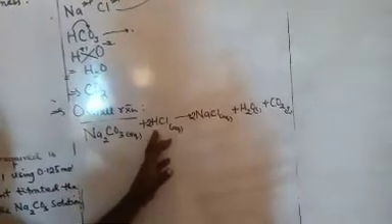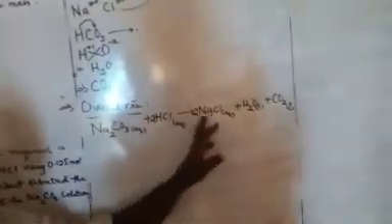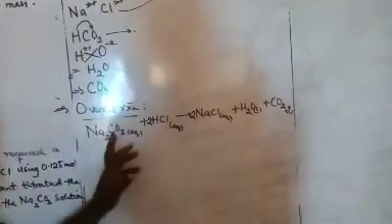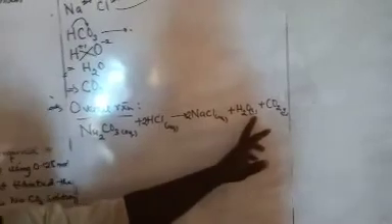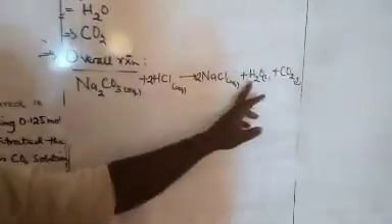So this will be 2 moles of hydrochloric acid. Then chlorine also is 2 here, chlorine is 2 here. So let's see: sodium 2, sodium 2. Carbon 1, carbon 1. Oxygen 3, oxygen 2 plus 1, 3. Then hydrogen 2, hydrogen 2. Chlorine 2, chlorine 2. So our equation of reaction is balanced, and we are good to go.